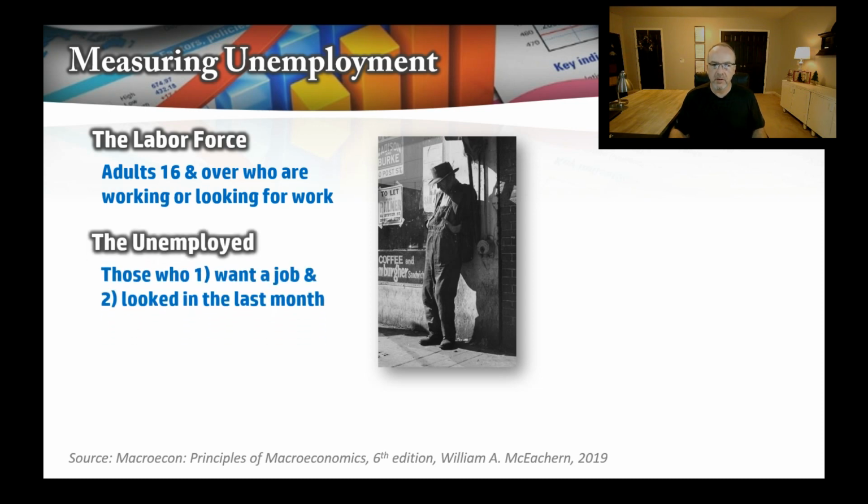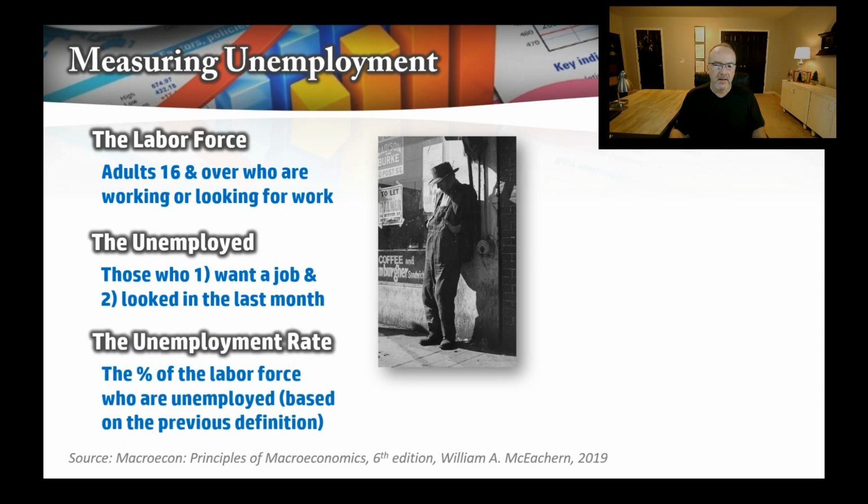And so the unemployed then would be those who, number one, want a job. In other words, they would take one if they could get it, and looked for a job in the last month. Those are the criteria that are used to determine if someone is unemployed. The unemployment rate then is the percentage of the labor force that is not employed, the unemployed. And that would be based on the definition of unemployed, that they, number one, want a job, and number two, they've looked for one in the last month. So that is how we measure unemployment.